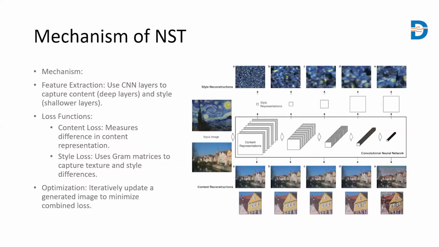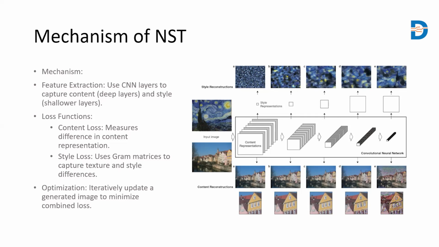Now, we know that CNN helps you extract the features of an image. So the mechanism of NST would be feature extraction using CNN to capture the content. Content is usually present in the deeper layers and style of the image is usually from the shallower layers. So the first few layers are extracted from the styling image and the deeper layer comes from the content image. And using this, we reconstruct the image.